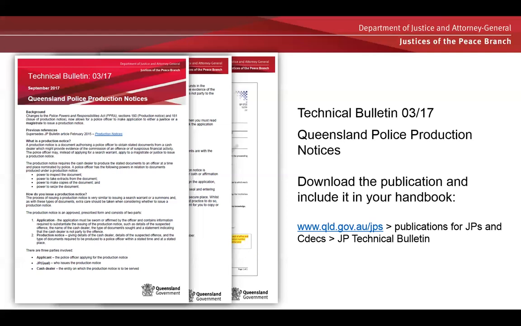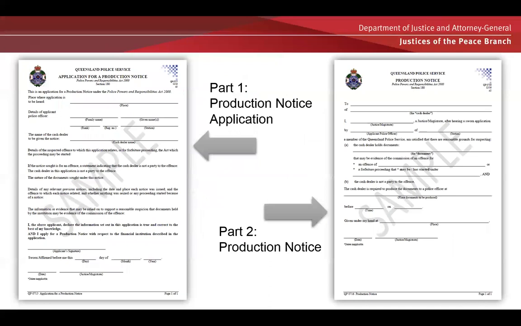Right, now we're going to move on and have a look at the actual production notice application and production notice. So those who are familiar with search and arrest warrant applications, you'll see that there are two parts. You've got your application and then the notice itself. Your application tells a story, basically, and the production notice is then issued back to the officer and given to the cash dealer.